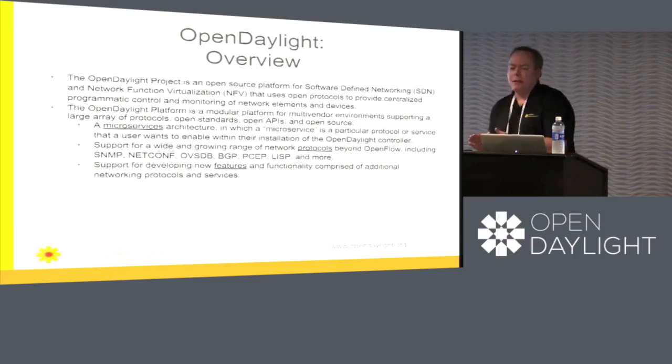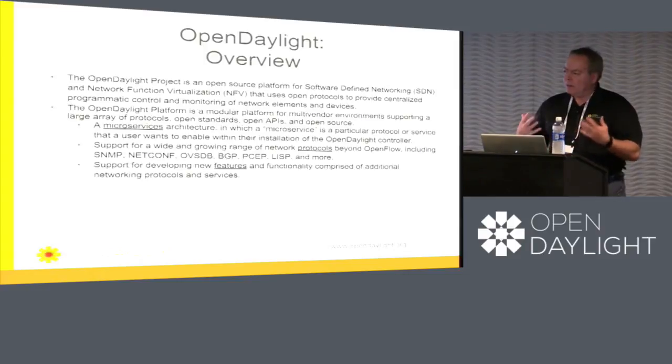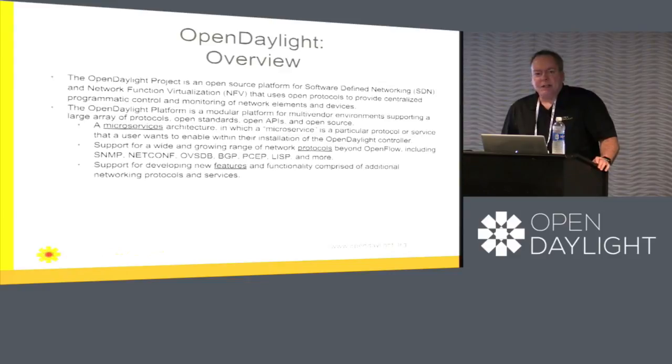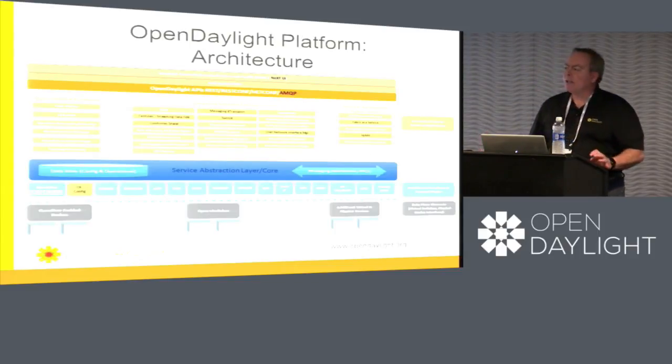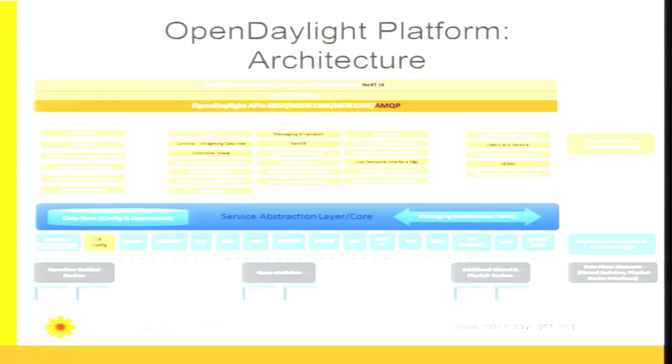So, OpenDaylight. We are a project that is a platform for doing software-defined networking, as well as facilitating network function virtualization. OpenDaylight is unique because it actually uses a microservices architecture to allow for the inclusion of a variety of different southbound protocols, as well as the creation of a large number of services that fit on top of those. The fundamental architecture of OpenDaylight is one where we have a northbound API set. You can write your applications as external applications.